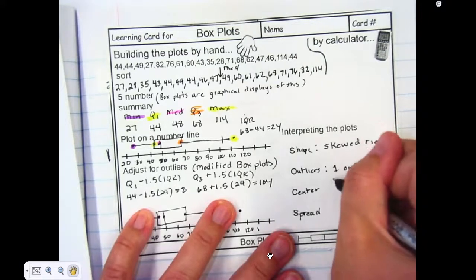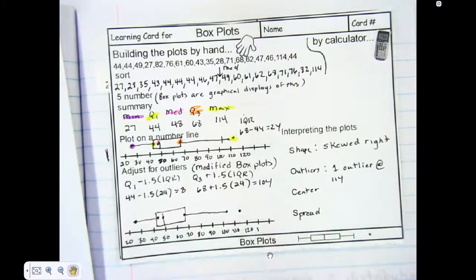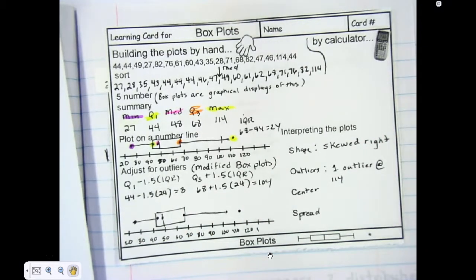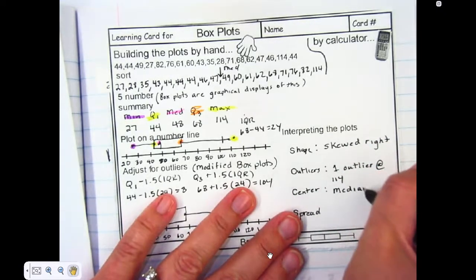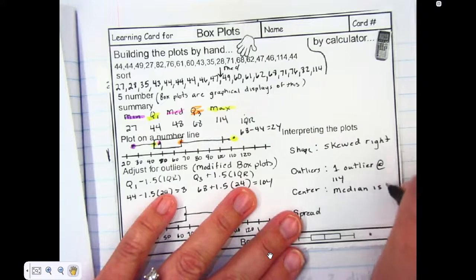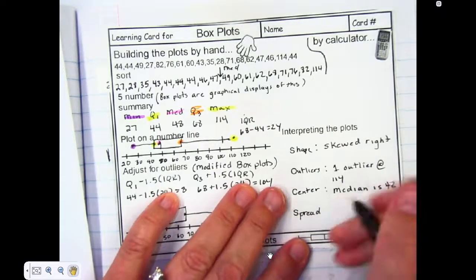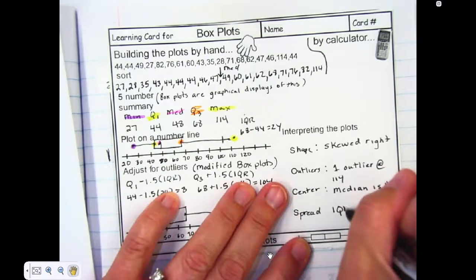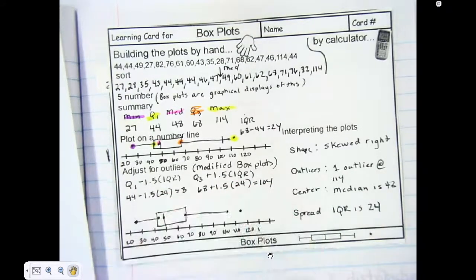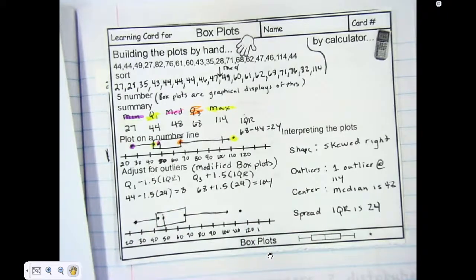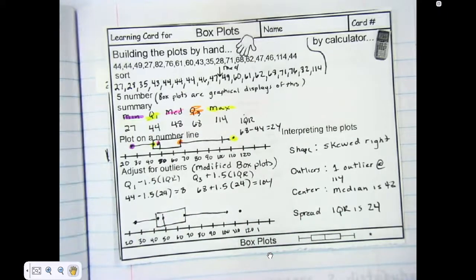at 114. Since outliers are present, we want to use our median and IQR rather than our mean and standard deviation. So my center, the median, is 48. The IQR is 24. So I just summarized that data and interpreted that plot. The modified box plot shows outliers.